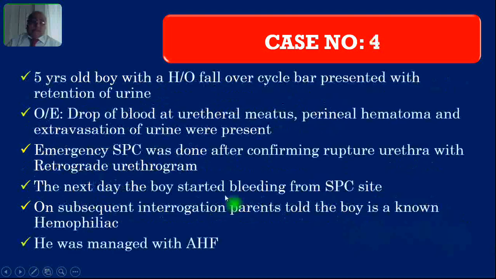So a factor 8 assay was done in the hematology lab and the dose of anti-hemophilic factor, or factor 8, was adjusted. Case number 4 is a 5-year-old boy with a history of fall over a cycle bar who presented with retention of urine. On examination, there was a drop of blood at the urethral meatus, perineal hematoma, and extravasation of urine. So emergency SPC was done after confirming rupture urethra with retrograde urethrogram. The next day, the boy started bleeding from the SPC site. On subsequent interrogation, parents told us the boy is a known hemophilia patient. He was also managed with anti-hemophilic factor, or factor 8.